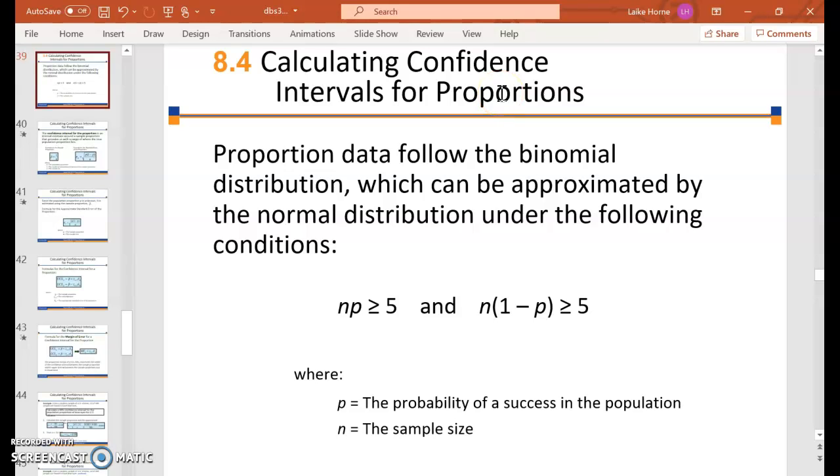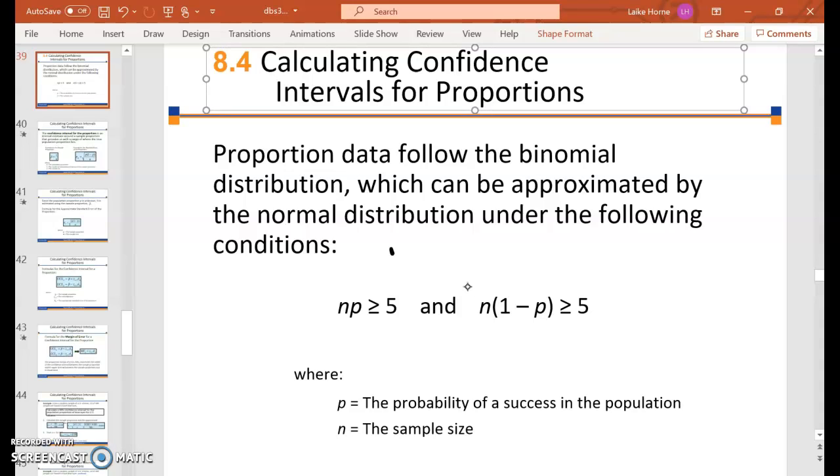Okay, we're still doing confidence intervals. A lot of this is still the same, except now we're looking at proportions. Remember proportions before? They follow the binomial distribution, which can be approximated. You can approximate it by using the normal distribution. Okay, when can you do that?